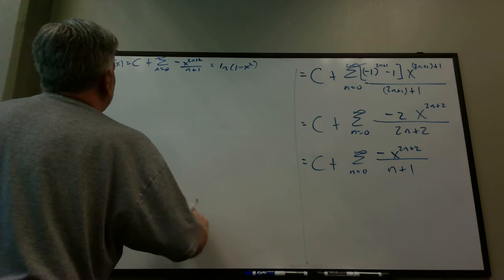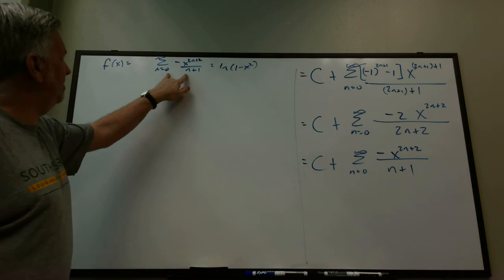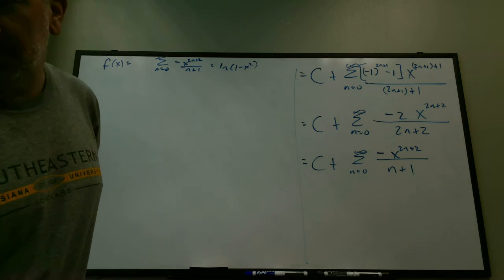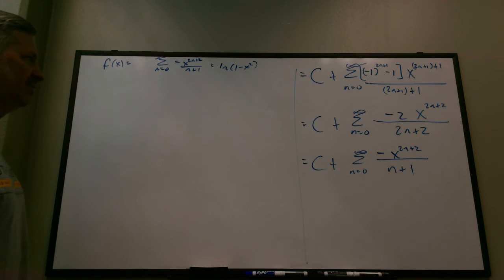So my function now is just this. So this is the power series representation of the function natural log of 1 minus x squared. Okay, so that's the first part. Then it says identify the interval of convergence.